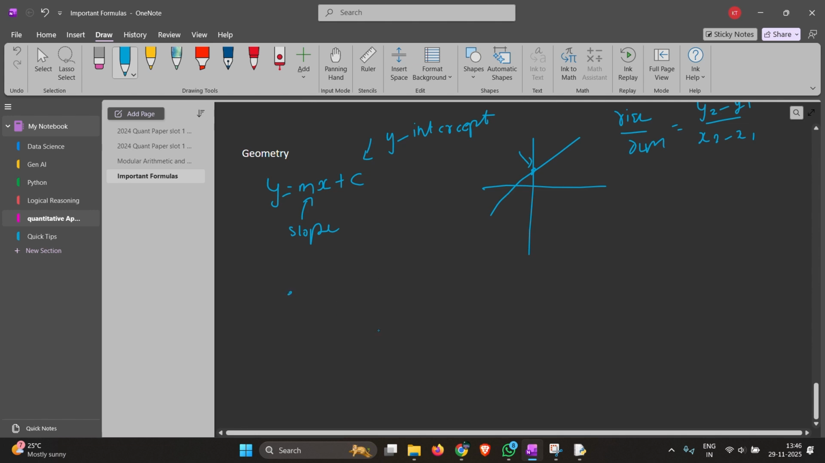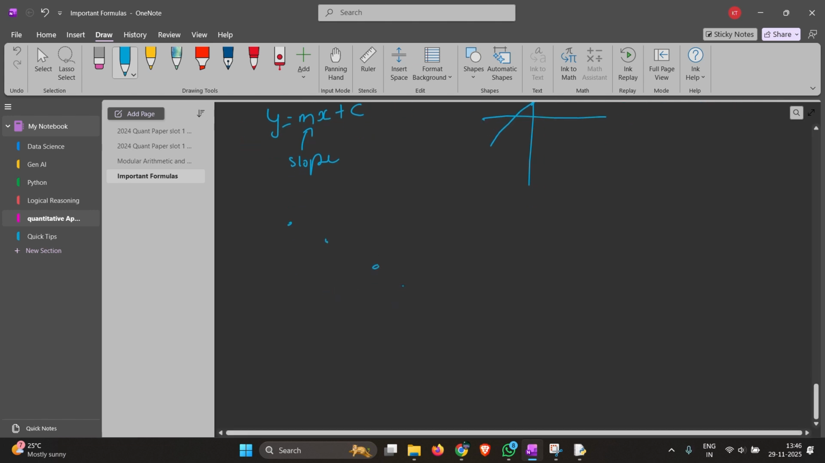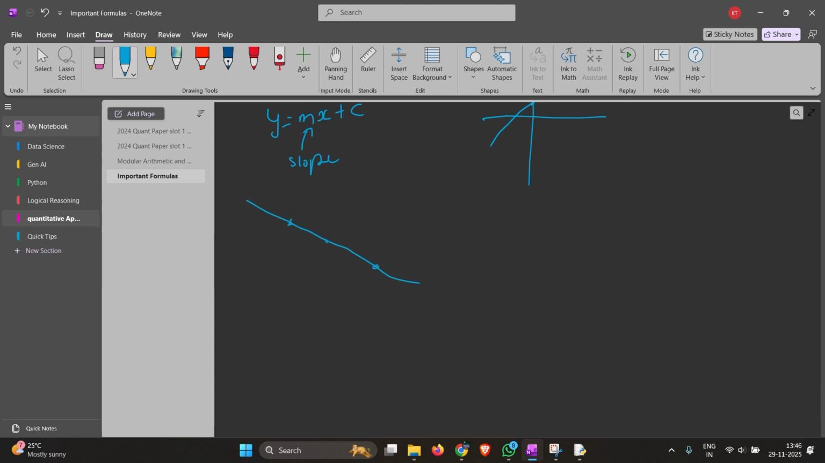If you have 2 points and you want to find the midpoint, or let us say we have a line and we are given 2 points on that line and there is a third point which divides the line into the ratio m is to n, to find the coordinates of that point dividing this line, the formula is: the x coordinate would be mx2 plus nx1 upon m plus n, comma, my2 plus ny1 upon m plus n.